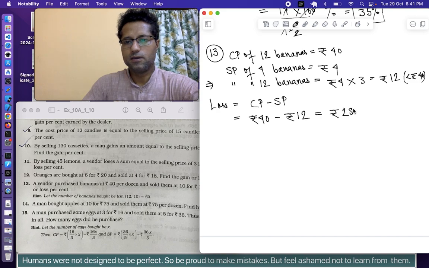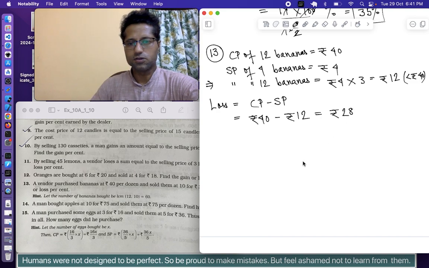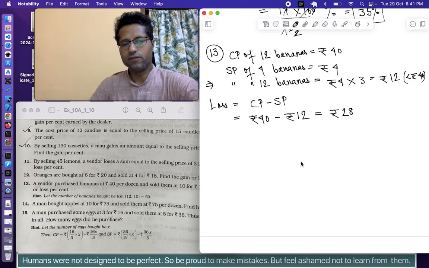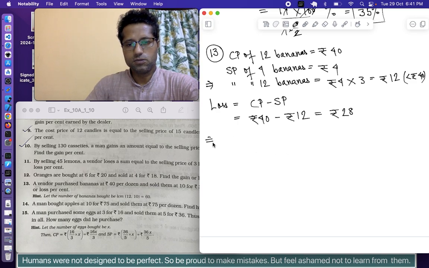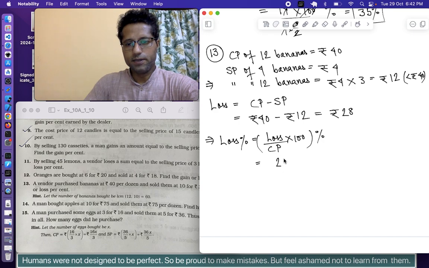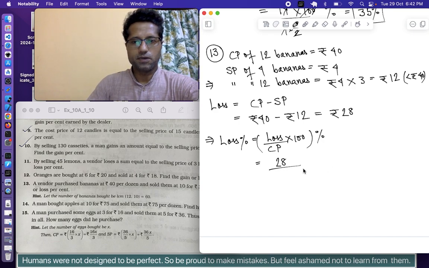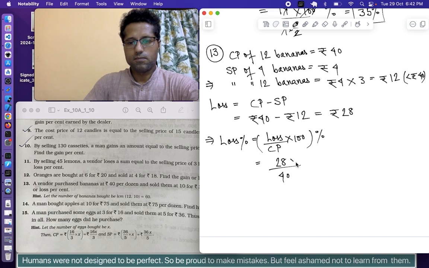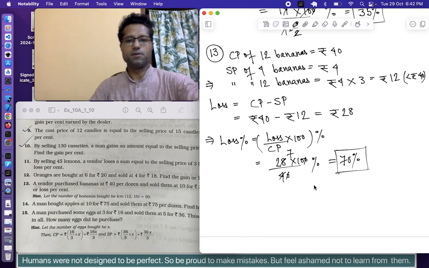rupees 28. So loss is rupees 28, and this loss of rupees 28 is based on the CP of 12 bananas, which is rupees 40. So this implies loss percent is equal to loss divided by CP multiplied by 100, this much percentage, which will be equal to 28 is the loss, and total cost price of 12 bananas is 40, multiplied by 100, this much percentage. If you simplify, we get this to be 70%. So there is a loss of 70%.